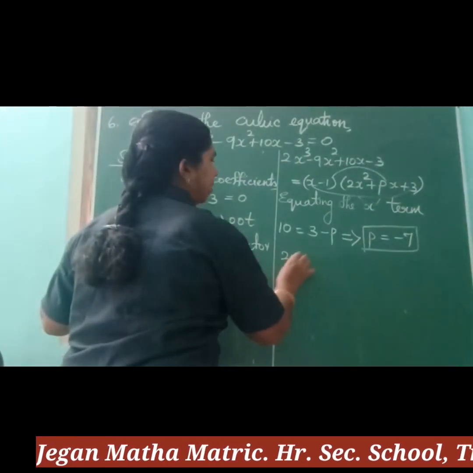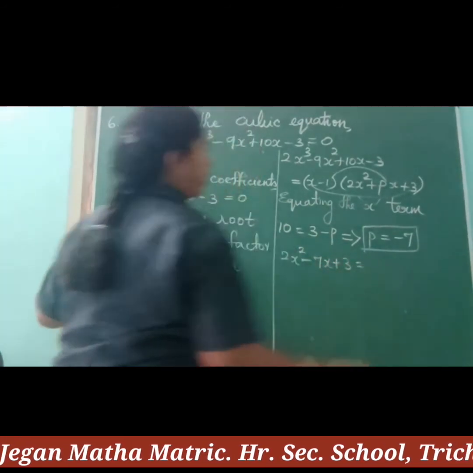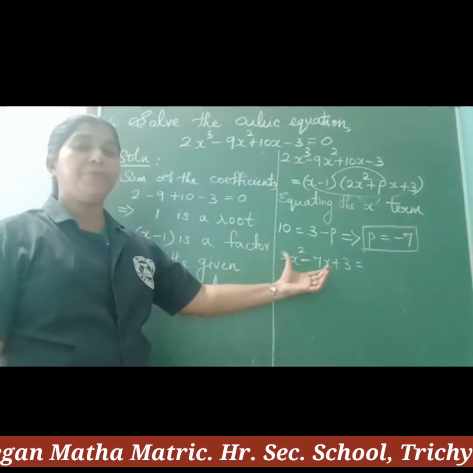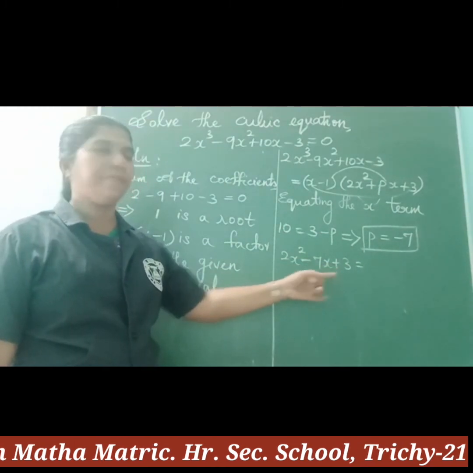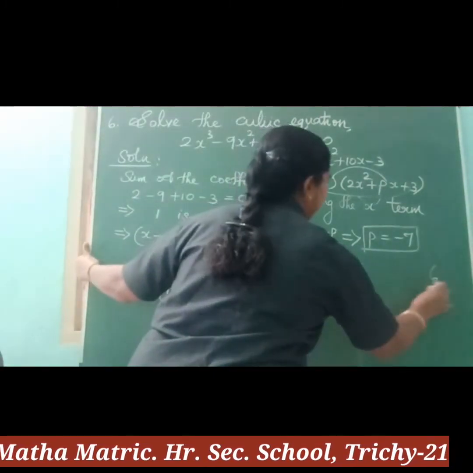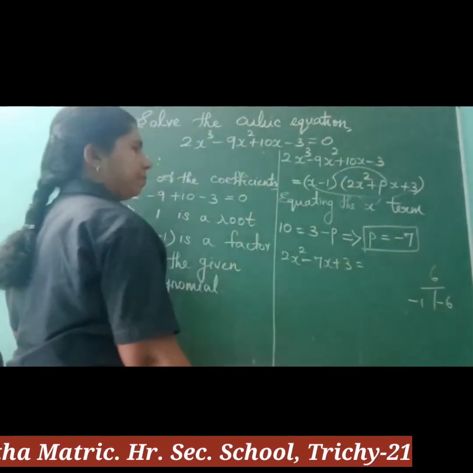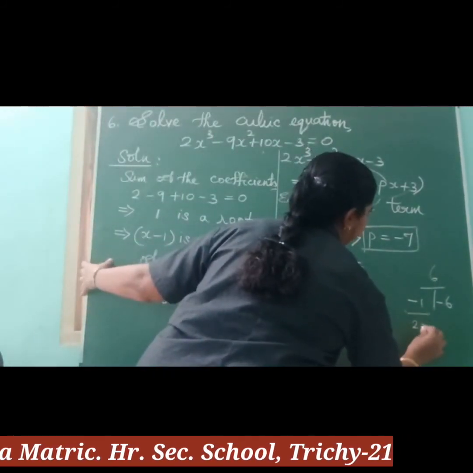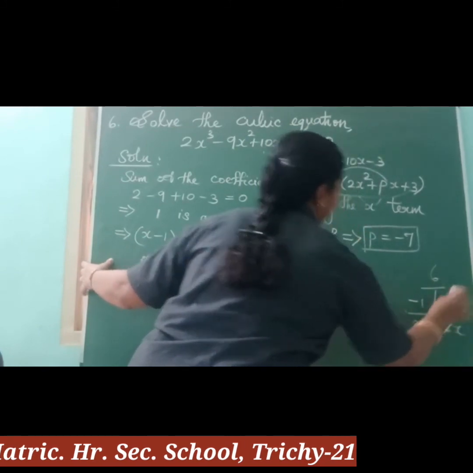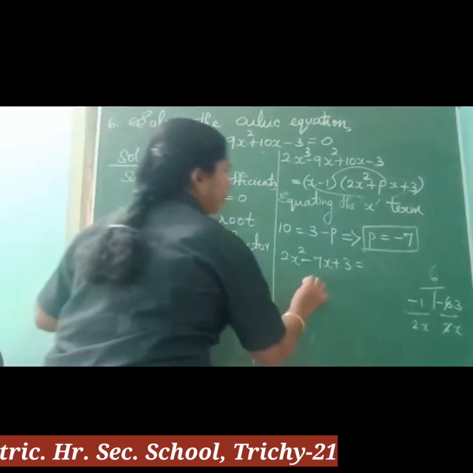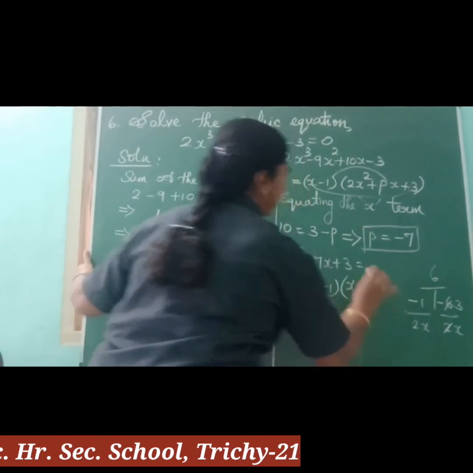Therefore 2x square minus 7x plus 3. We have to factorize. This is an ordinary quadratic equation. If you are factorizing this, two factors we can find out. 2x square minus 7x plus 3. Ordinary factorization. 3 twos are 6. So you can write minus 1 and minus 6, divided by 2x. So the factors are 2x minus 1 into x minus 3.